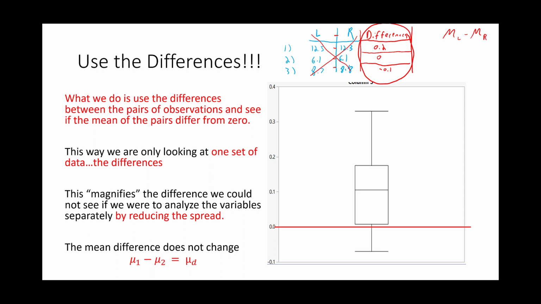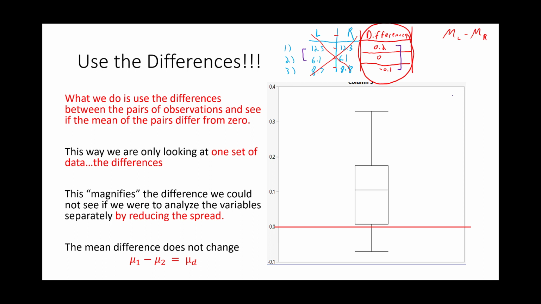And here's why this is so important. Look at the spread of our new data set. The spread of our new data set spans 0.3 inches, from negative 0.1 to 0.2. Our spread has shrunk drastically. Look at the spread of our other set of data. If we just look at the range of these things, 12.5 to 6.1, that's 6.4 inches. The reason paired data is so advantageous is because it reduces variability, it reduces spread.